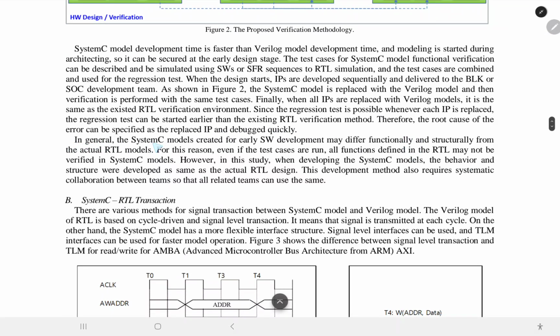In general, the SystemC models created for early software development may differ functionally and structurally from the actual RTL models. For this reason, even if the test cases are run, all functions defined in the RTL may not be verified in SystemC models. However, in this study, when developing the SystemC models, the behavior and the structure were developed the same as the actual RTL design. This development method also requires systematic collaboration between teams so that all related teams can use the same.